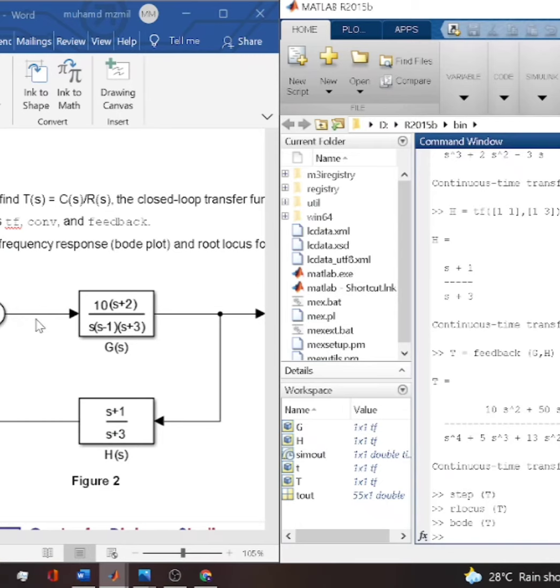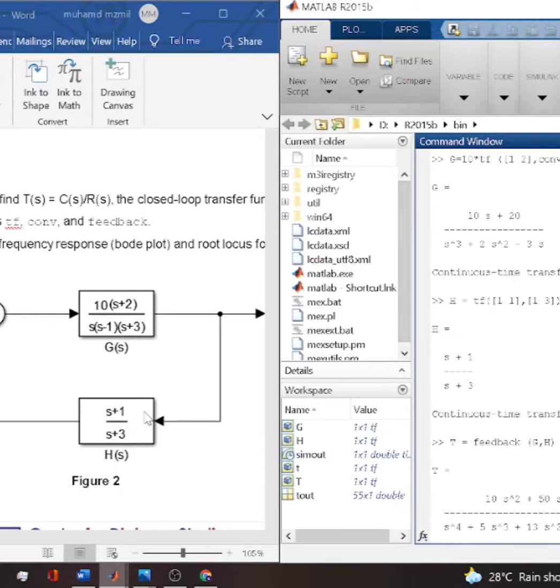For the lab activity 3, you use the MATLAB command to find Cs over Rs, the closed loop. The function we will use is the Gs and Hs. Then we copy the transfer function equations as tf.